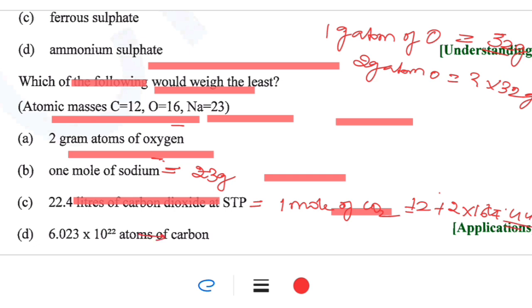And this one is equal to 1 mole, and it means 1 mole of carbon. So carbon is 12, so obviously 12 gram. So which is least here? Just look at its grams. Obviously option D is going to be the answer because 12 gram is least over here, right? So option D is the correct answer.